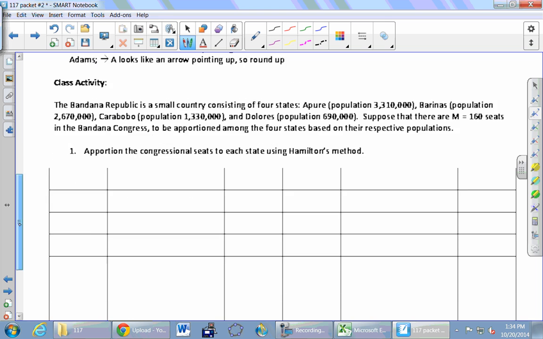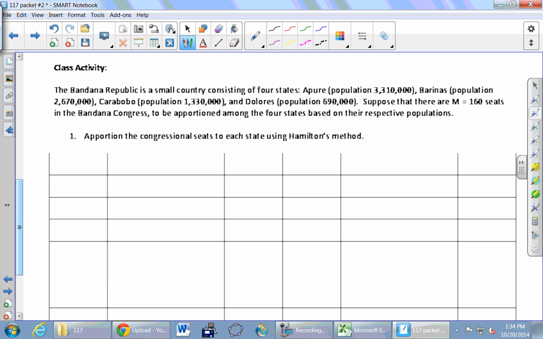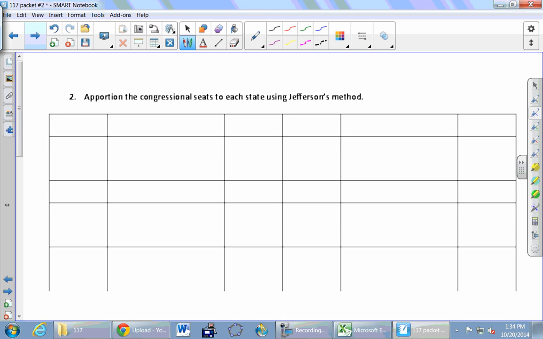So here's what you're going to do. The class activity is to take this new problem. I don't think you've seen these particular numbers before. What is the first method you're going to use? Hamilton. Then you're going to go to the next page, and you're going to do the same numbers but with Jefferson's, and then you're going to do the same numbers but with Adams'.